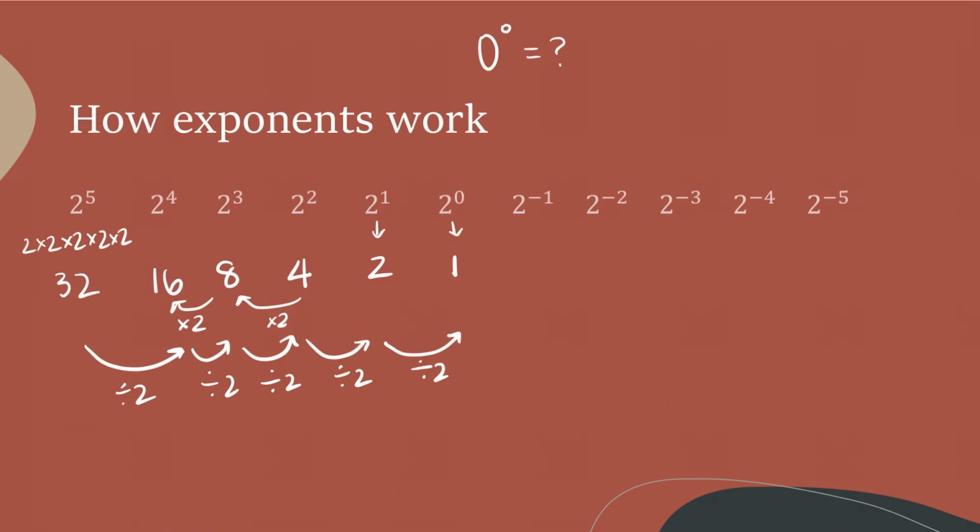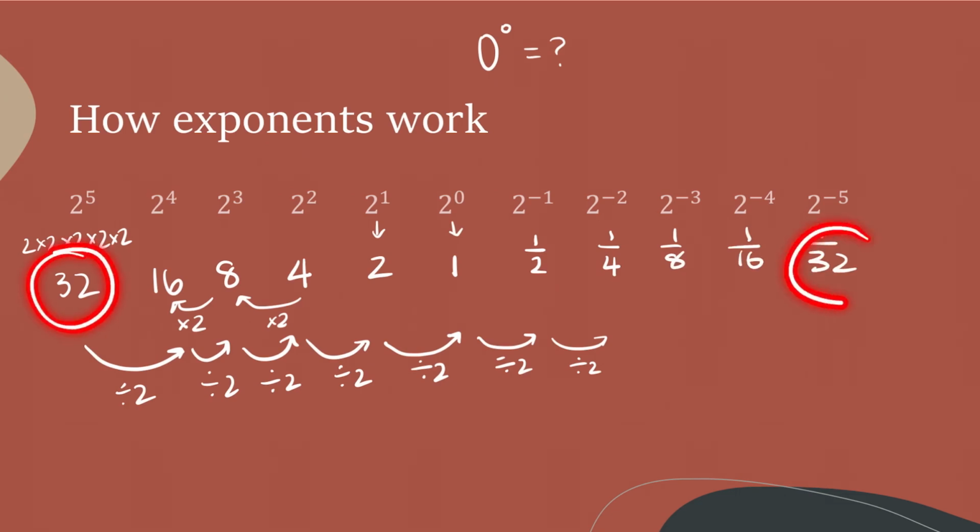But we can keep this going to the negative numbers. So yes, we have 2 to the 0, which was 1. 1 divided by 2 is 1/2, which is now 2 to the negative 1. And if we divide that by 2 again, we get 1/4, and then 1/8, and then 1/16, and then 1/32. And if you look at the denominators, they actually match what we got for the positive integer exponents. They are just in a fraction now, which brings us to our third special case.